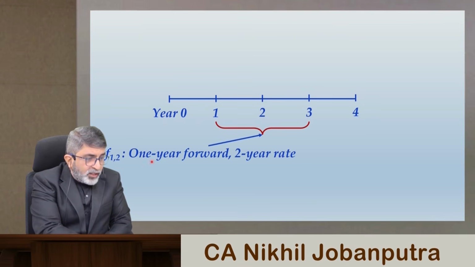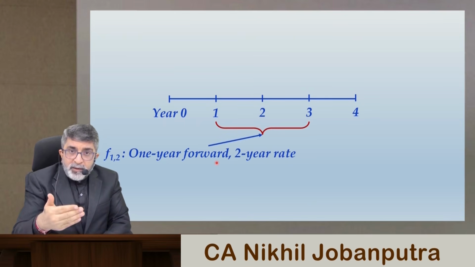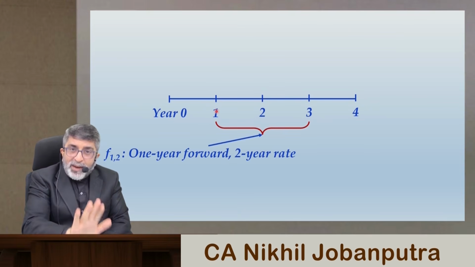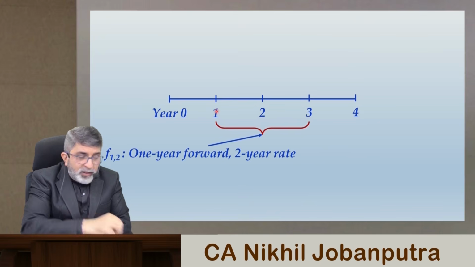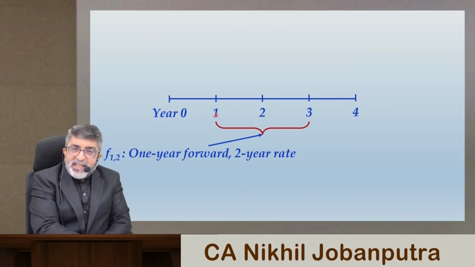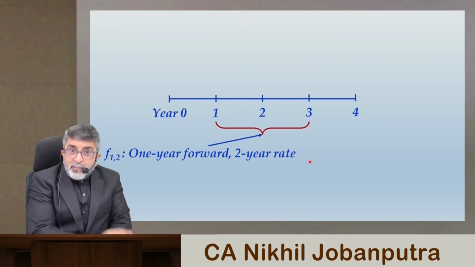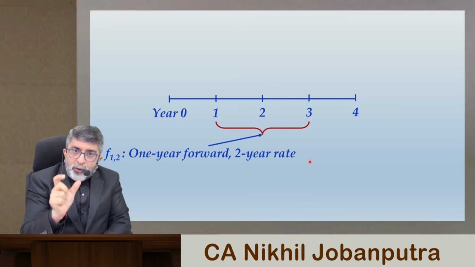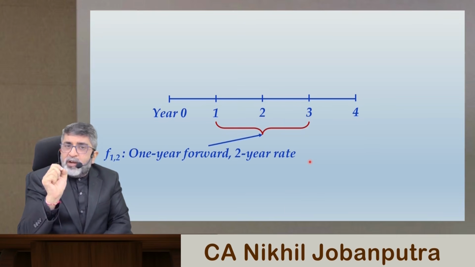And how do you call it? 1 year forward. Means the waiting period is 1 year. From 0 to 1 year you will just wait. Rate you have fixed today, but your borrowing will initiate at year 1. So 1 year forward, 2 year rate. Means the rate is applicable for a 2 year borrowing. So annualized rate which is applicable for a 2 year borrowing will be called a forward rate.